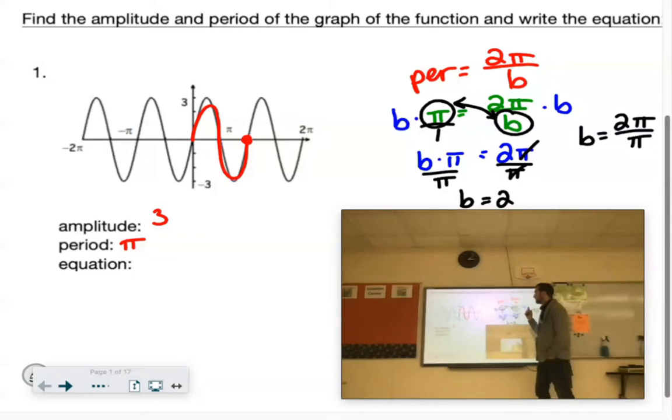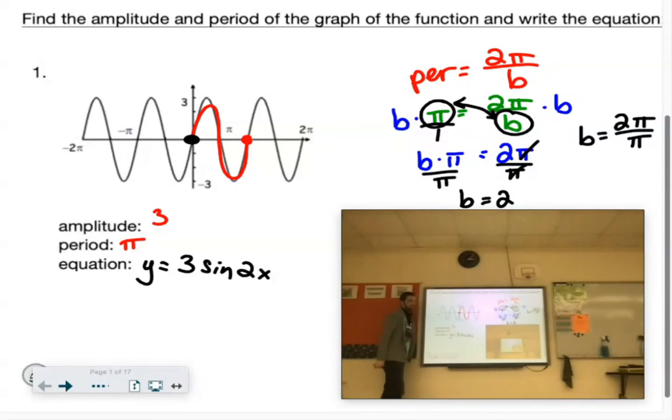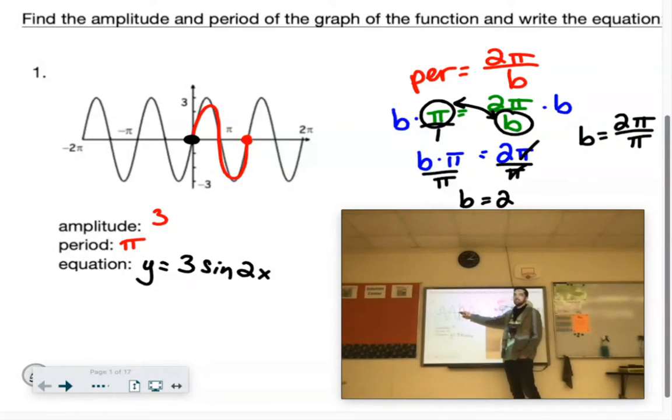So if we are dropping this in, now this one starts in the center, just like sine. Sine starts in the center. So we would say y equals, our amplitude is 3 sine, and then it's bx, and our b was 2. So 3 sine 2x. That's what we're going to be doing today. So remember, sine always starts in the center, goes up, then swoops down and back to center. Cosine starts at the top, then dips, and then comes back to the top.